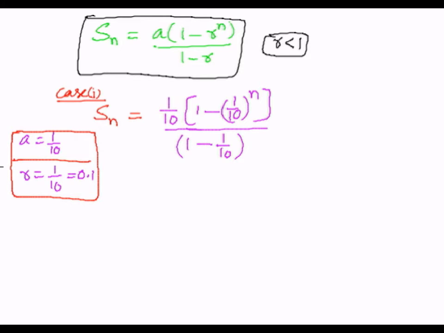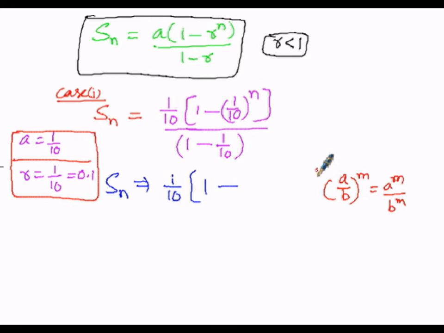Now that implies sum of n terms is 1 by 10 bracket 1 minus, and it is in the form of a by b whole power m. So we can write a by b whole power m as, the exponent m will be applicable for both numerator and denominator. We can write it as a power m divided by b power m. Based upon this principle, we can write it as 1 power n overall divided by 10 power n, bracket close.